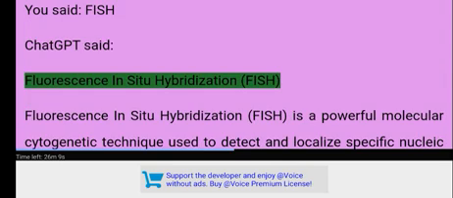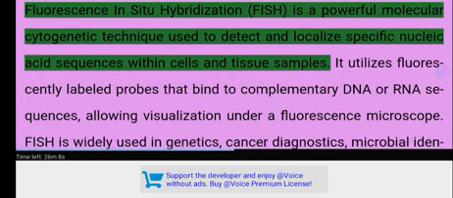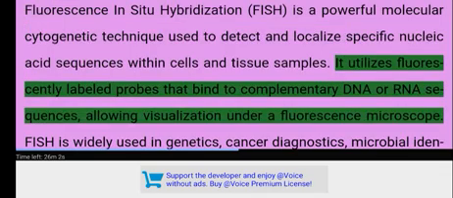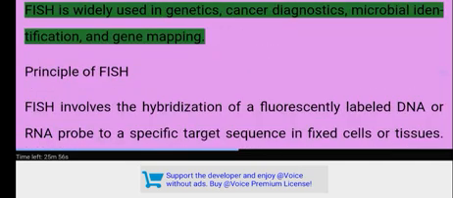Fluorescence in situ hybridization, FISH. FISH is a powerful molecular cytogenetic technique used to detect and localize specific nucleic acid sequences within cells and tissue samples. It utilizes fluorescently labeled probes that bind to complementary DNA or RNA sequences, allowing visualization under a fluorescence microscope. FISH is widely used in genetics, cancer diagnostics, microbial identification, and gene mapping.